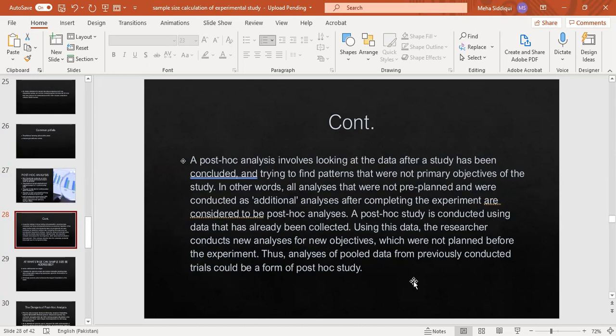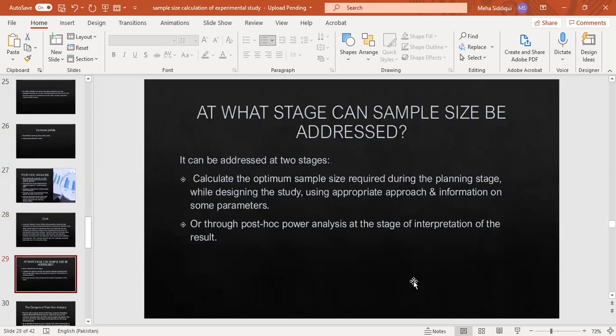The word post hoc means after the event. So a post hoc study is conducted using data that has already been collected. Using this data, the researcher conducts new analysis for new objectives which were not planned before the experiment. Thus, analysis of pooled data from previously conducted trials could be a form of post hoc study.